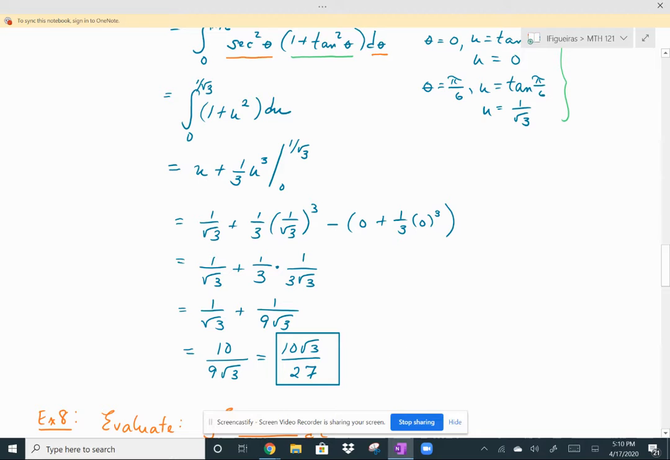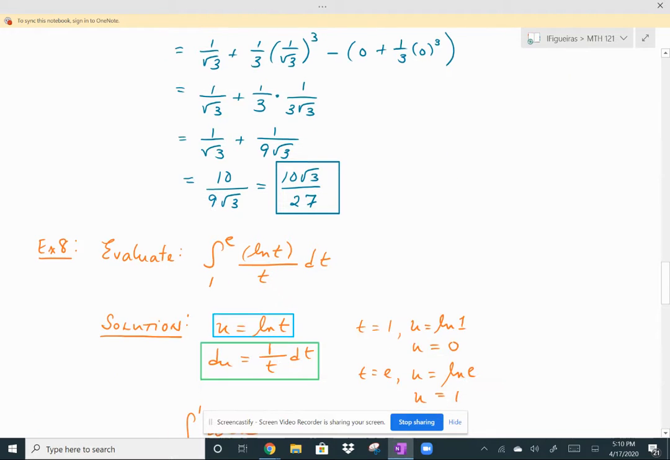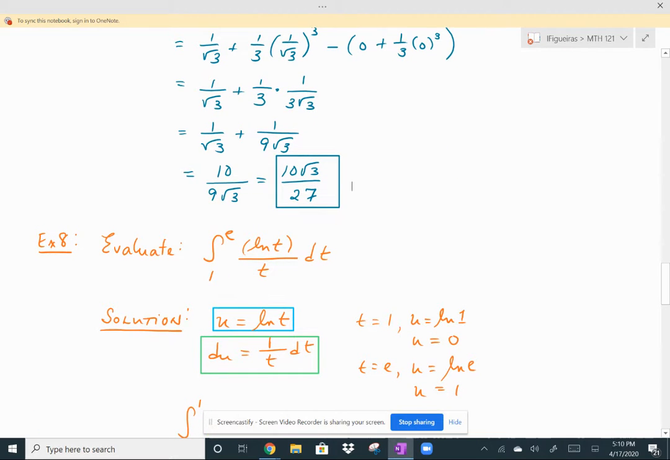Okay, here's another one, example 8. We want to evaluate the integral from 1 to e of ln of t over t dt. So this time I have a quotient. There is no composite function here, so you really have to try to figure out which one is u and which one is du. So sometimes without experience, you might have to try more than one option. But if you let u equal ln of t, then your du just naturally works out to be 1 over t dt. That's exactly what you see here.